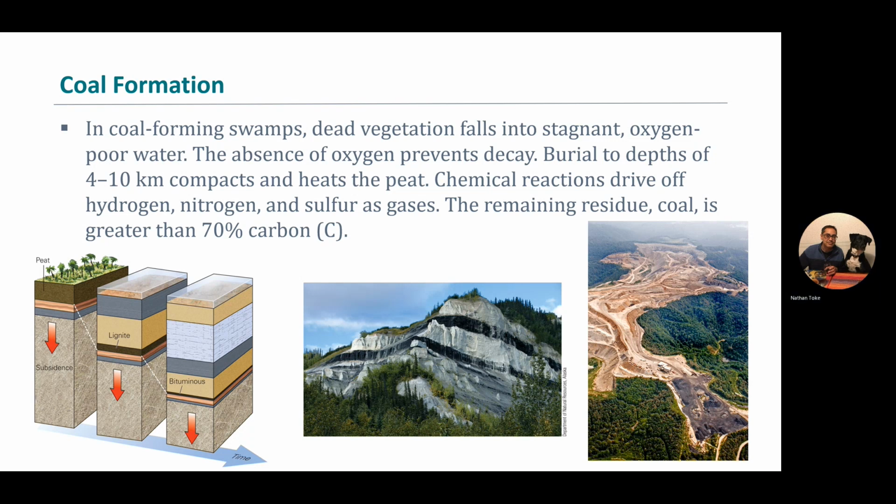Once that organic sediment of the woody material is buried to depths of 4 to 10 kilometers, it compacts. And these are mostly things that die from year to year, like mosses and leaves and things potentially falling into the water. So smaller stuff. Heat compacts this peat. The chemical reactions of heat drive off hydrogen, nitrogen, and sulfur as gases. But what remains is more than 70% carbon, and that's our coal.